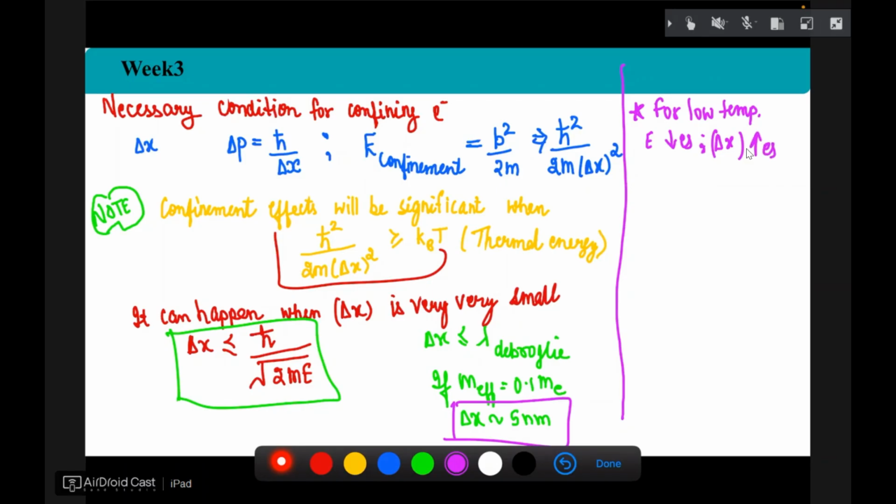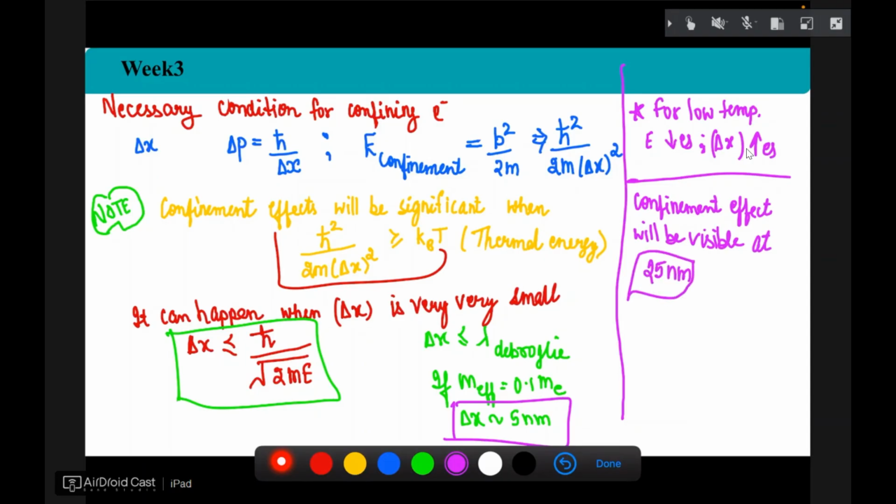So what is the benefit, and why do we go for low temperature measurements? Since we saw that the energy will reduce and delta X will increase, the confinement effect will be visible for larger thickness also, say at 25 nanometer, which is 5 times 5 nanometer. At room temperature, if the thickness of the semiconductor is 5 nanometer, then only we will be able to see the confinement effect. And if we are doing the low temperature measurement, then we can see the same confinement effect for a 25 nanometer thick semiconductor.